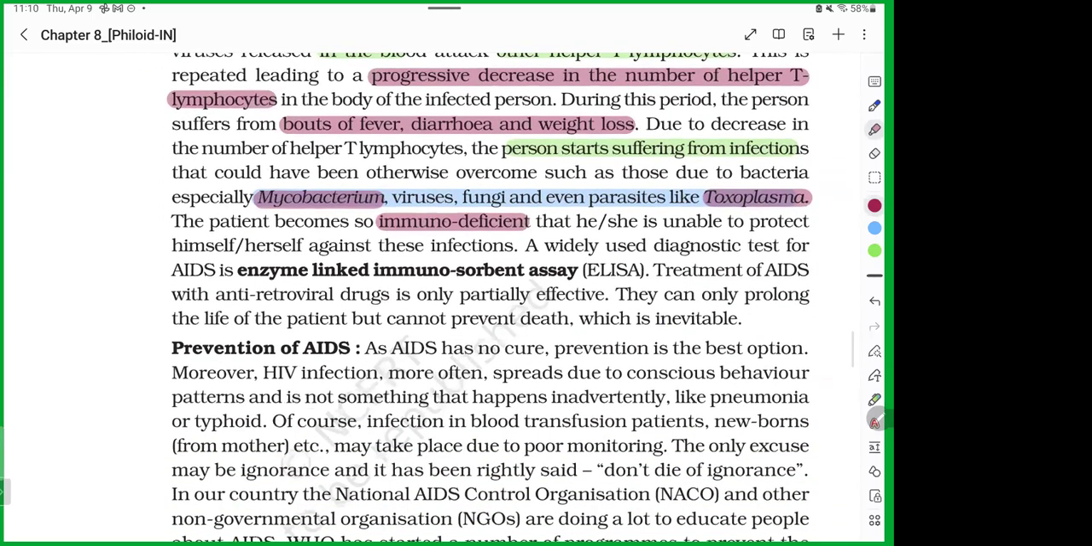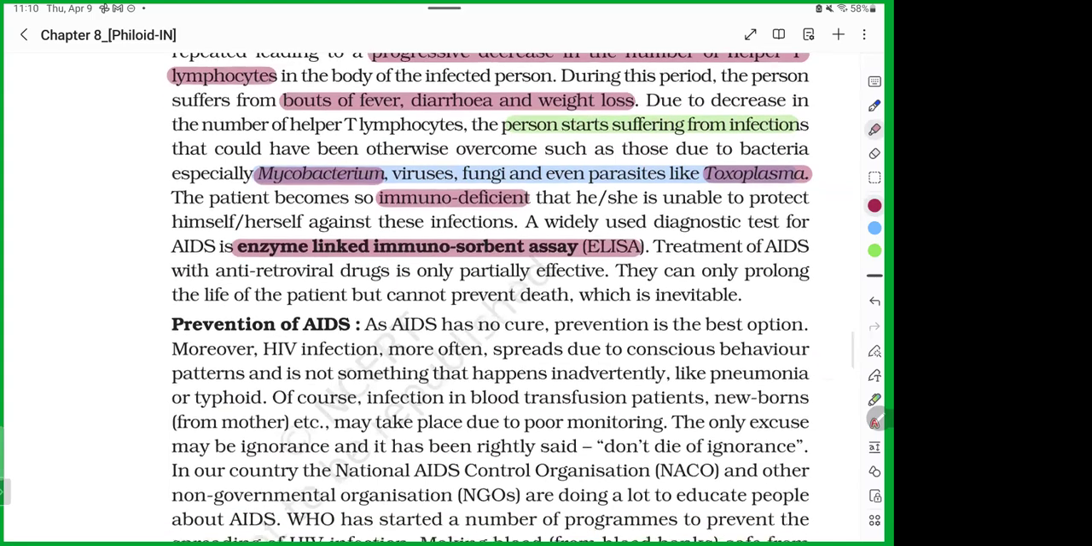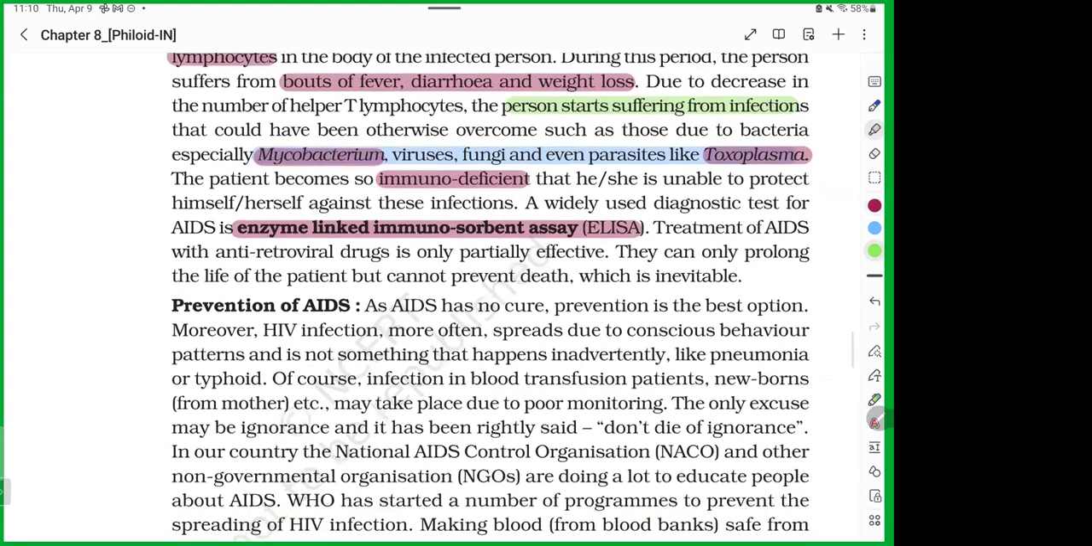To diagnose AIDS, we use the enzyme-linked immunosorbent assay, ELISA test. Treatment with antiretroviral drugs is partially effective, not 100% effective. A statement can be given: antiviral drugs are 100% effective to treat AIDS. The answer is no. It can only prolong the life of the patient, but cannot prevent death. Death is inevitable. So if a person gets HIV, the person will die sooner or later. Sooner or later depends on how they take care of the system.